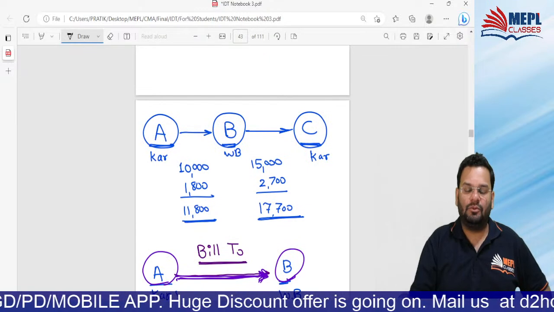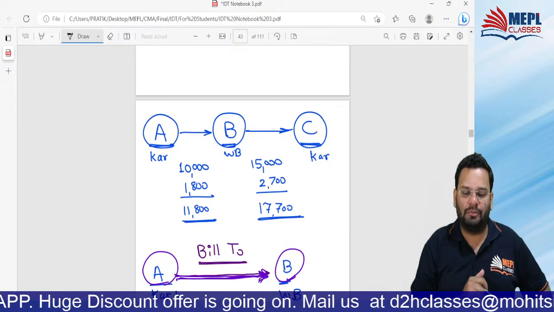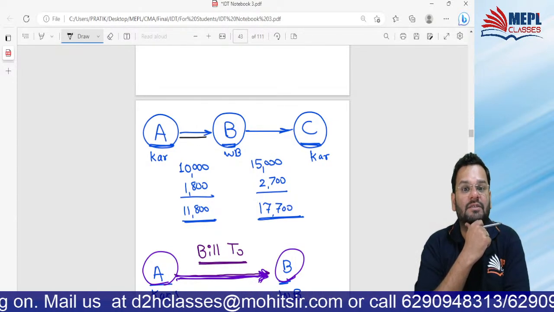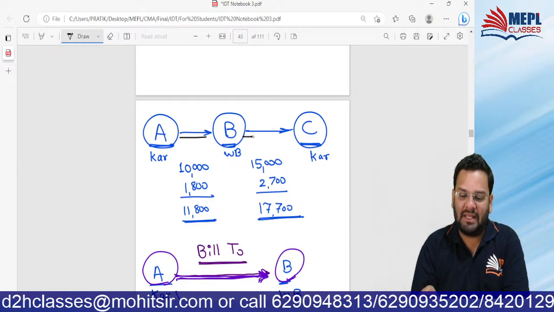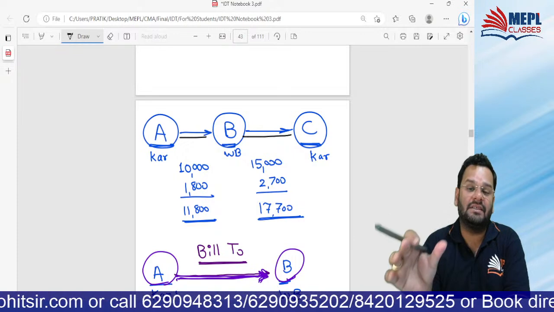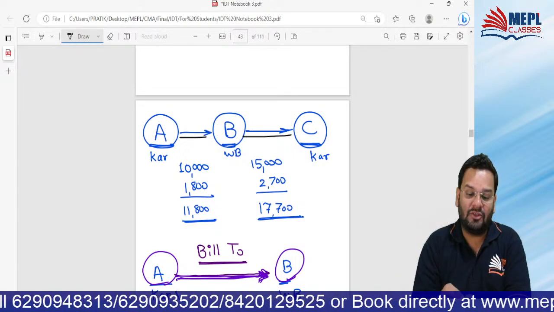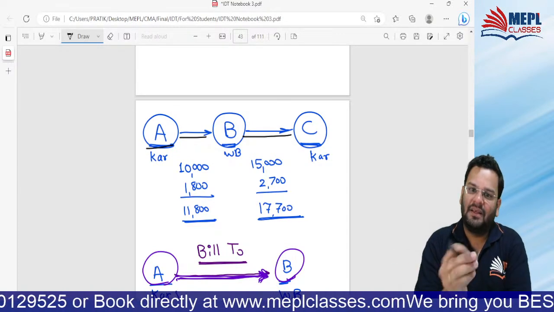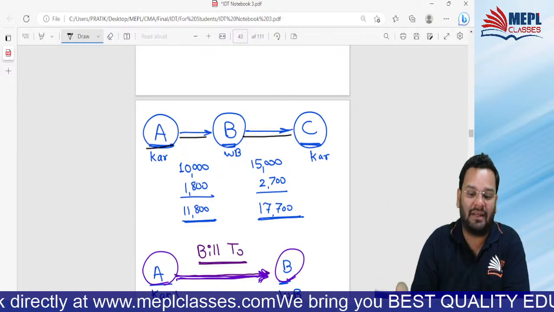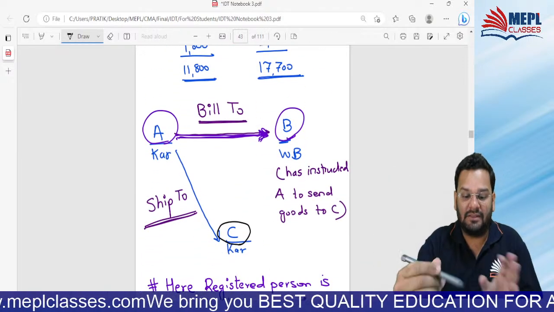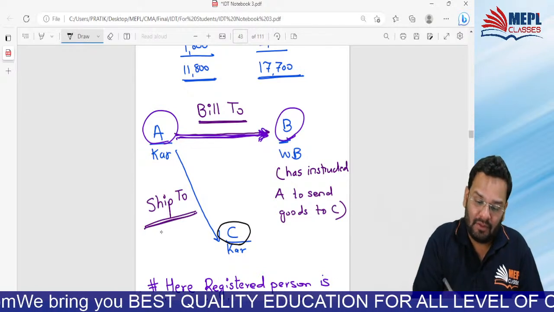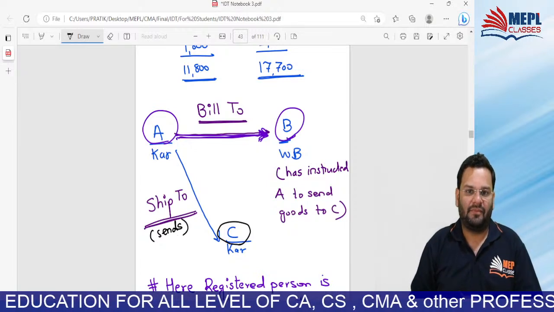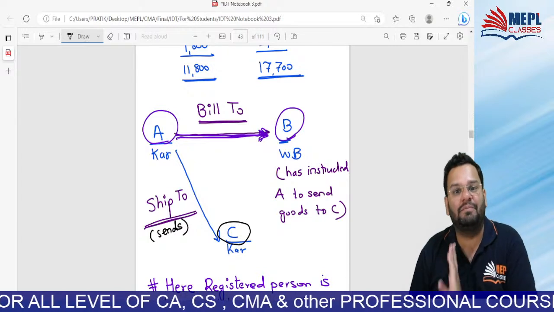Again, I will try to explain to you. A is selling goods to B. B is in West Bengal. And B is selling goods to C. C is in Karnataka. A is also in Karnataka. So B instructs A that please send goods on my behalf to C directly. So A sends goods to whom? To C. On whose behalf? On behalf of B.